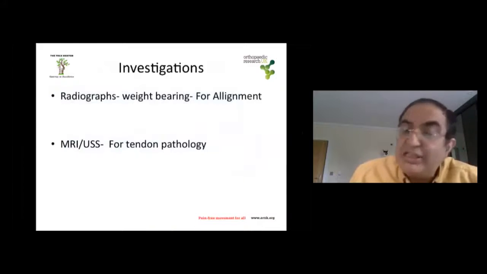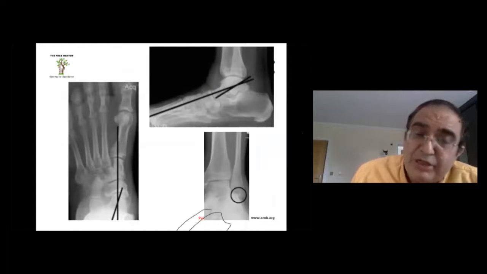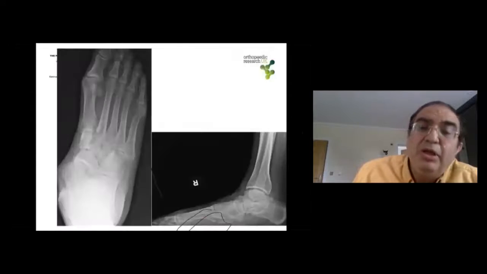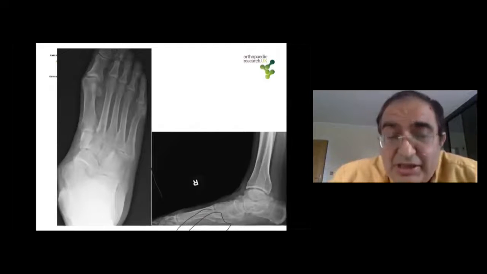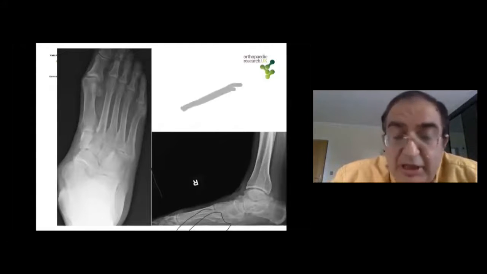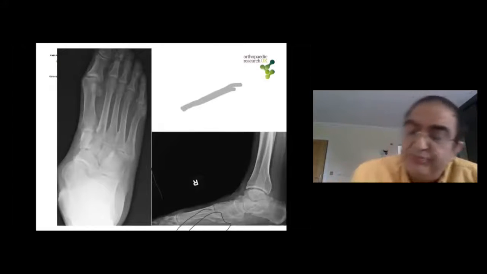Well, you can do x-rays. We already talked about the Meary's angle, the talus first metatarsal angle, and also you can see some calcaneofibular impingement in the AP views. But you may also see more advanced stages where you can see arthritis in the talonavicular and the subtalar joints. So these are the x-ray features of advanced tib post insufficiency.